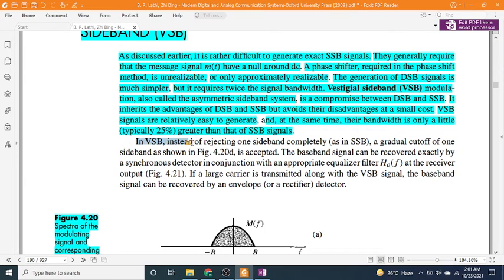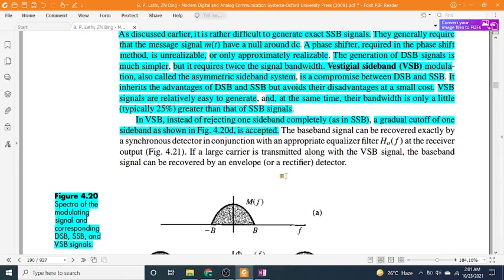In VSB, instead of rejecting one sideband completely, as in SSB, a gradual cutoff of one sideband, as shown in Fig. 4.20d, is accepted. The baseband signal can be recovered exactly by a synchronous detector in conjunction with an appropriate equalizer filter H0(f) at the receiver output, Fig. 4.21. If a large carrier is transmitted along with the VSB signal, the baseband signal can be recovered by an envelope, or a rectifier, detector.